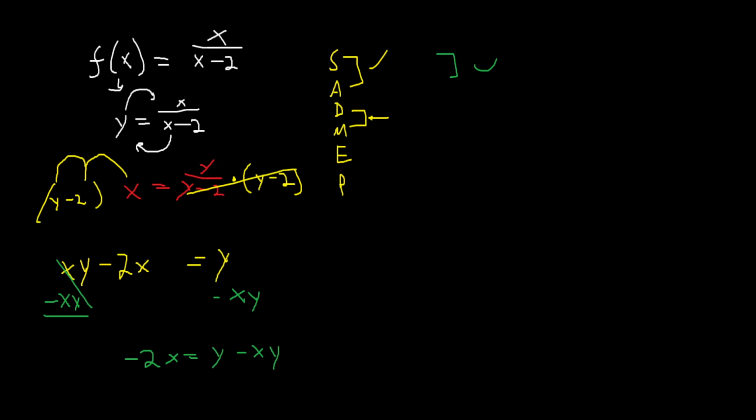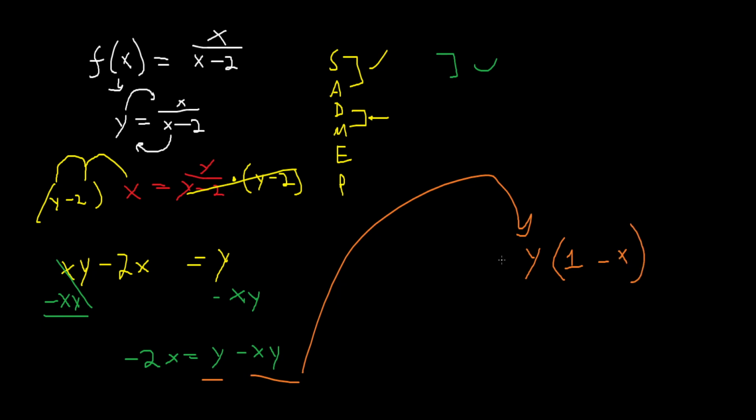But just like that factoring example I showed you guys a while back, both of these are multiplied by y, which means that if we remove the y from this equation, y divided by y would leave us with 1, and xy divided by y would leave us with x. That means we factored out the y value. Now we've got negative 2x equals y times 1 minus x. So now we're back on track with SADMAP.